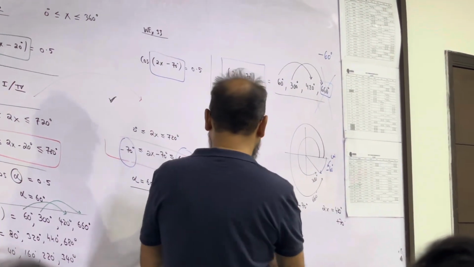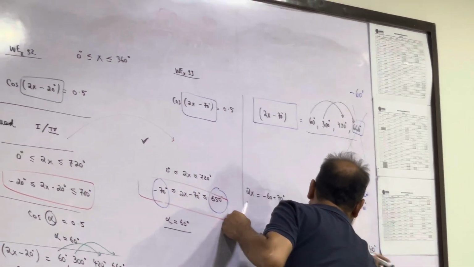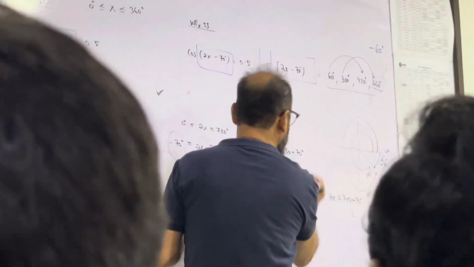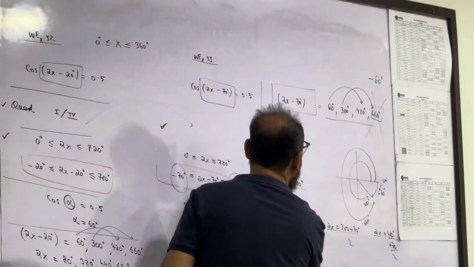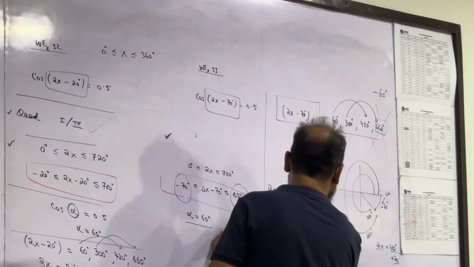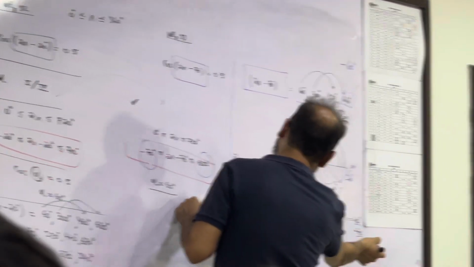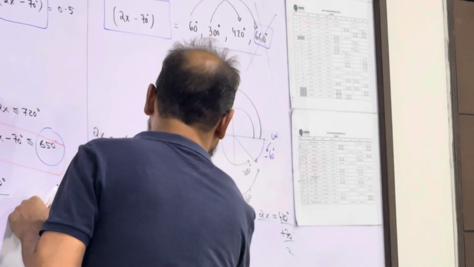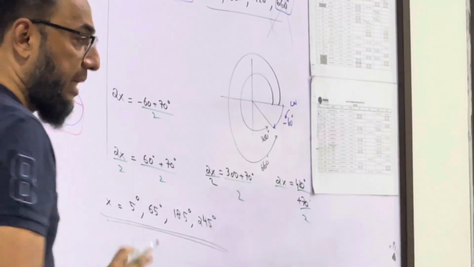So now, what is the value of x? Divide by 2 in every single case, and then you get this answer. So the first answer is, I think, 5 degrees. The other answer is 65 degrees. Third answer is 185 degrees. And the fourth answer is how much? That's 470 divided by 2, which is 245 degrees. So that's 245 degrees. That is how this question is to be done.